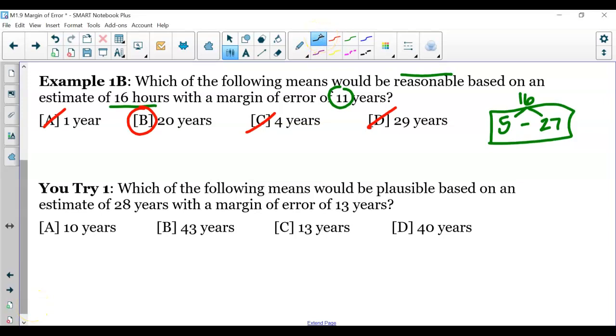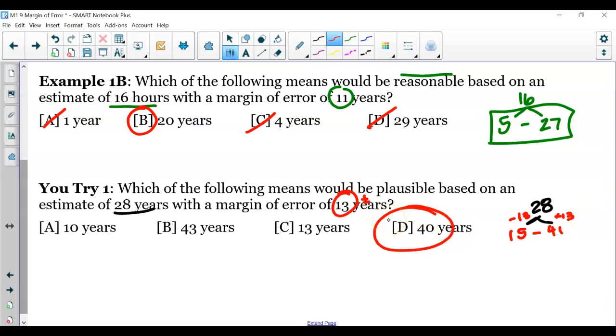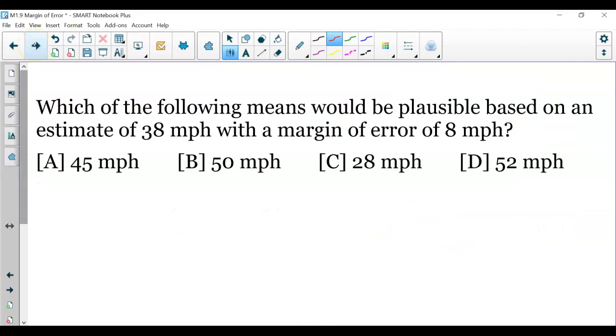And here we go. So here we're looking for which of these is plausible or reasonable. You have an estimate of 28 years. So to create your interval, confidence interval, with your margin of error of 13 years. So this is what you needed to add and subtract. So your range, your interval here was supposed to be from 15 to 41. So this is adding and subtracting your 13. So which of these values falls within that range or that interval? B, 40 years. So just to get a couple more problems in, go ahead and pause the video, try this one.